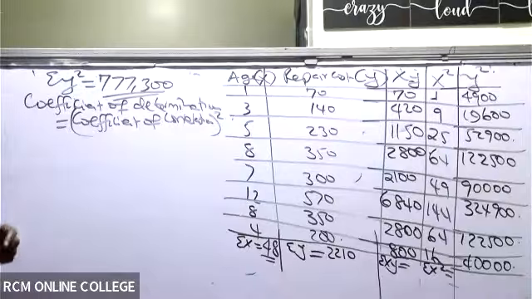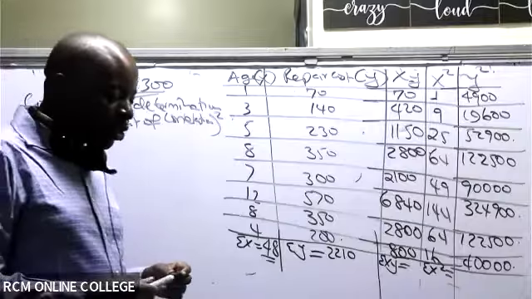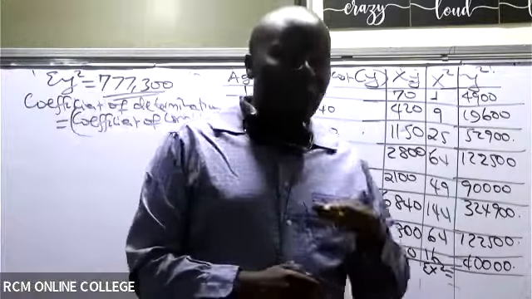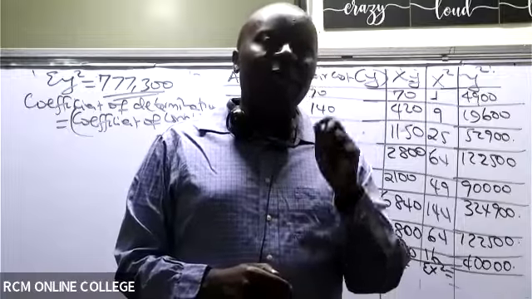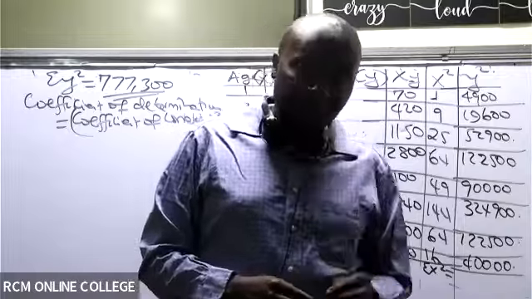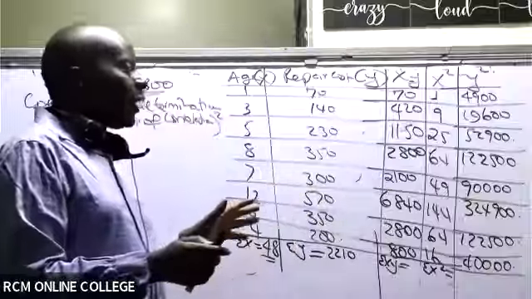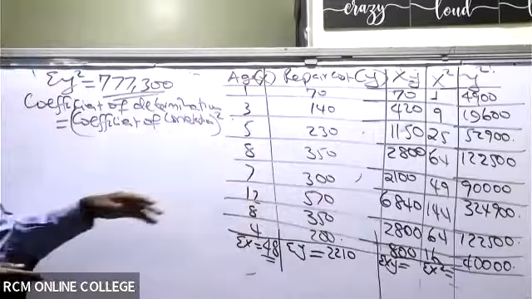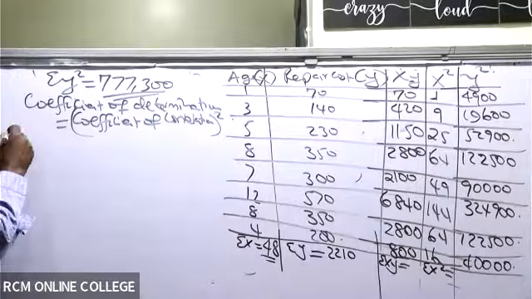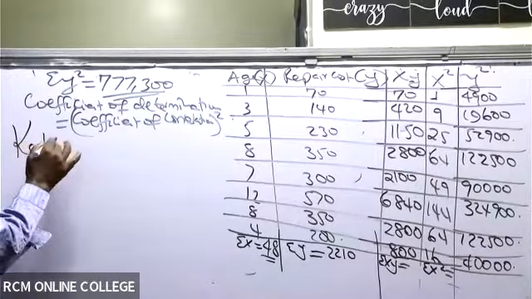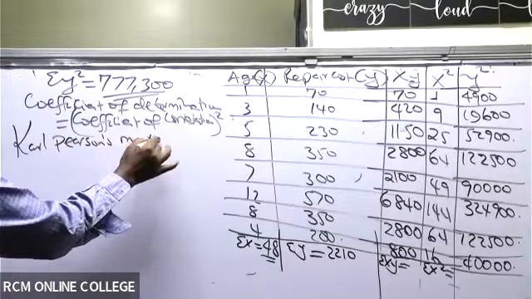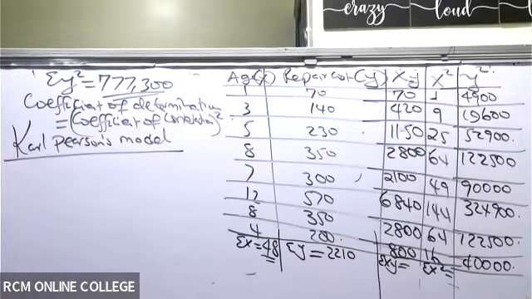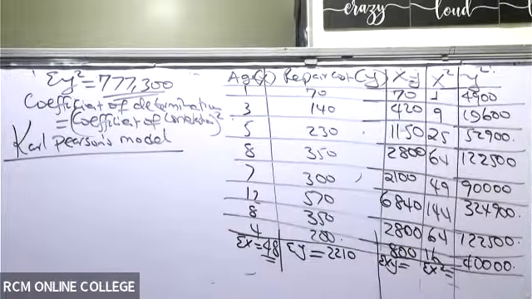Then remember, yesterday I told you that we have got two models of getting the coefficient of correlation. We have what we call the ranks model, and then we have what we call Karl Pearson's model. For quantitative variables, like these, we shall use Karl Pearson's model. So then how do I get Pearson's model?